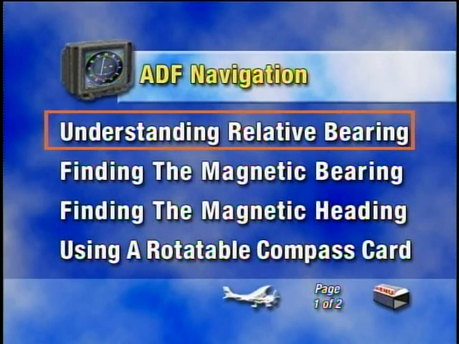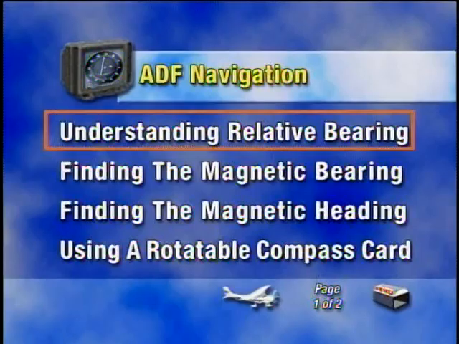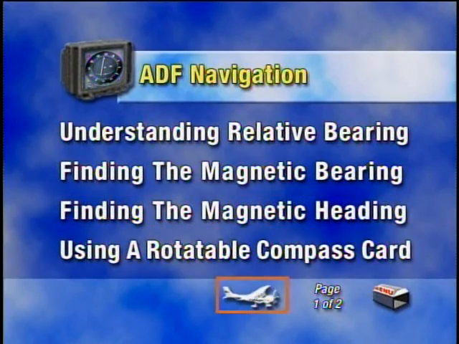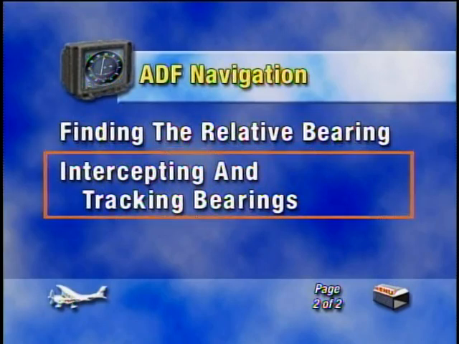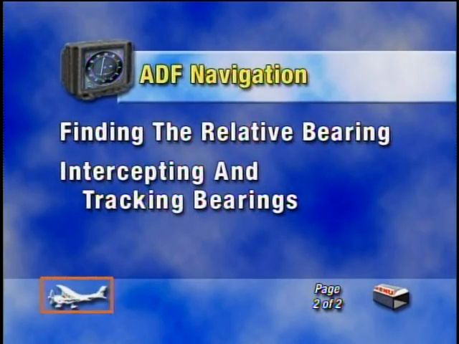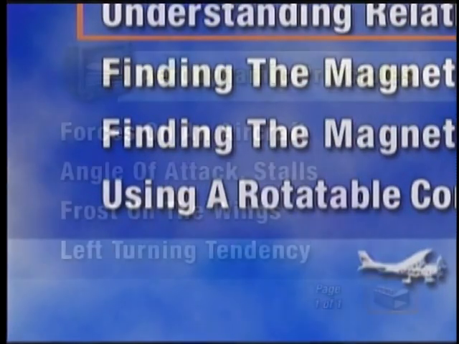Now, sometimes a menu has more than one page. You'll see that by a note at the bottom that says, in this instance, page 1 of 2. When you've finished the lessons on page 1, the right-facing airplane will be highlighted. To go to the next page, just press Enter. By the way, pressing Enter when the right-facing airplane is highlighted will always take you forward to the next page, and pressing Enter when the left-facing airplane is highlighted will take you back to the previous page.